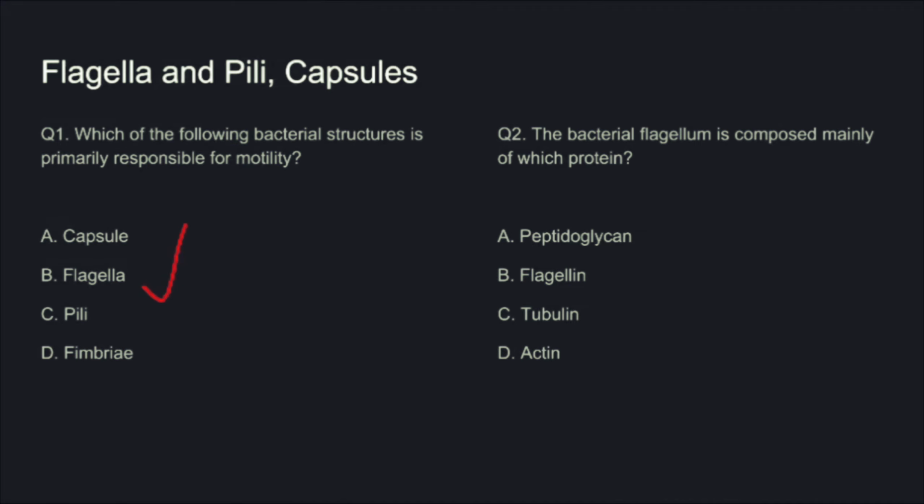Question number 2. The bacterial flagellum is composed mainly of which protein? Your options are A. Peptidoglycan, B. Flagellin, C. Tubulin, D. Actin. Correct answer for this question is B. Flagellin.